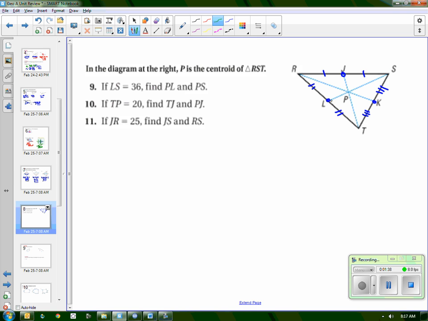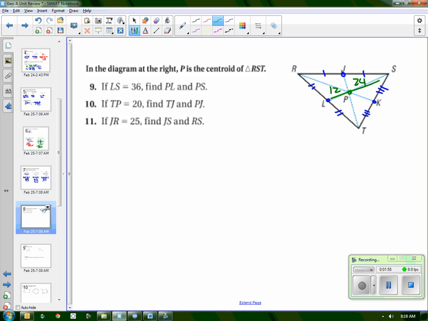LS, which one's LS? This guy is 36. The whole thing is 36. Well, wait a second. I remember something about this. PL is half of PS, which means there's 3 parts here. If there's 3 parts, each one will be worth 36 over 3, which is 12. This one will be 12.